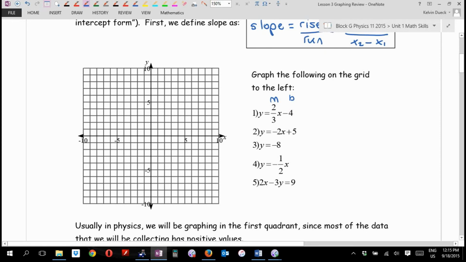So how would I graph this? Put a point on -4. It turns out even though we write the slope first, y equals mx plus b, you graph the b first. So put a dot at -4 and then count how? Up 2 and then to the right 3. Up 2 over 3, up 2 over 3, up 2 over 3.